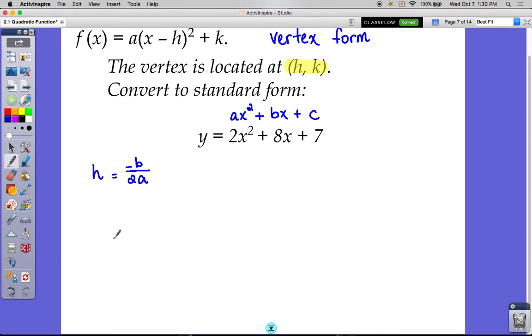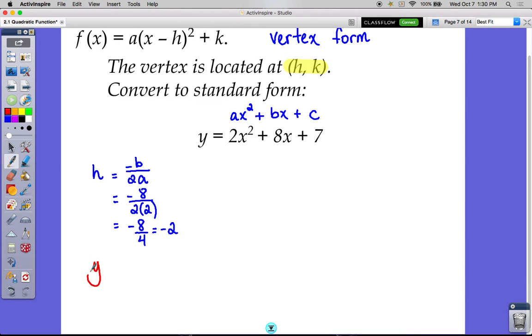So negative b over 2a is negative 8 over 2 times 2. And this one's going to be a lot nicer than the last one. So h is located at negative 8 over 4, which is negative 2. So that's the x value of the vertex, that's h. To find k, I simply plug that in. Once I know that value, the y value of the vertex, I plug that in.